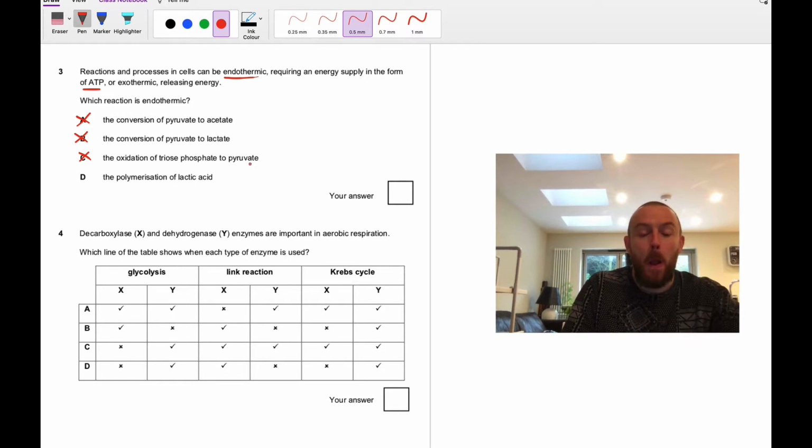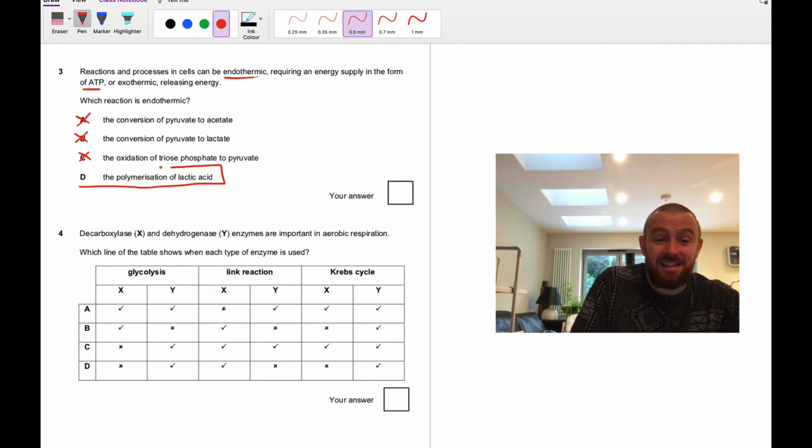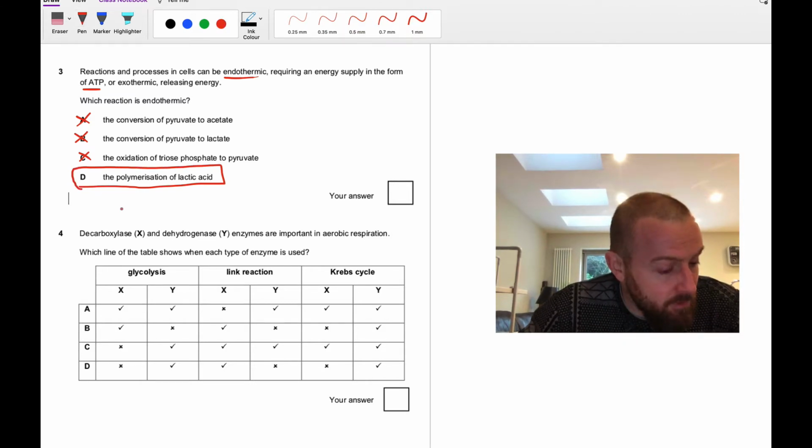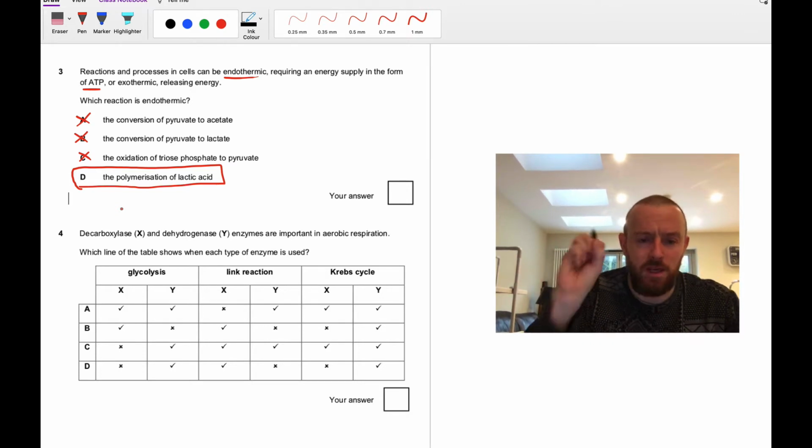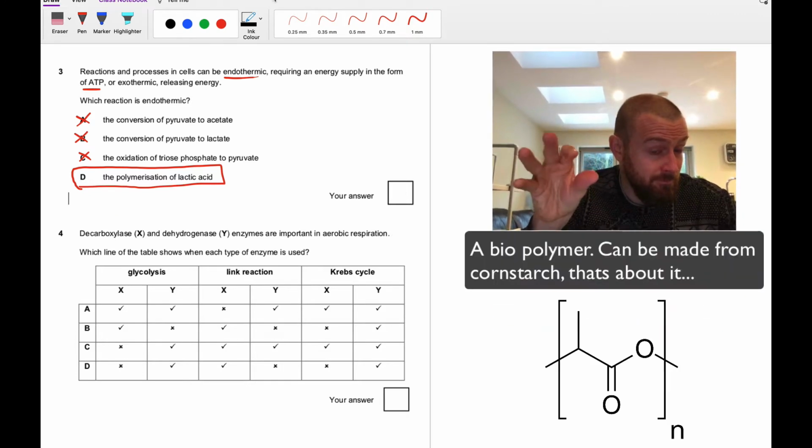So that means that we get to this one, the polymerisation of lactic acid, and to be honest with you, I don't even really know what that means, but we just get there by eliminating the other choices. I'll put up a little picture here once I figure out a little bit more about it. Here it is. So there it is, and now we'll move on to question 4.